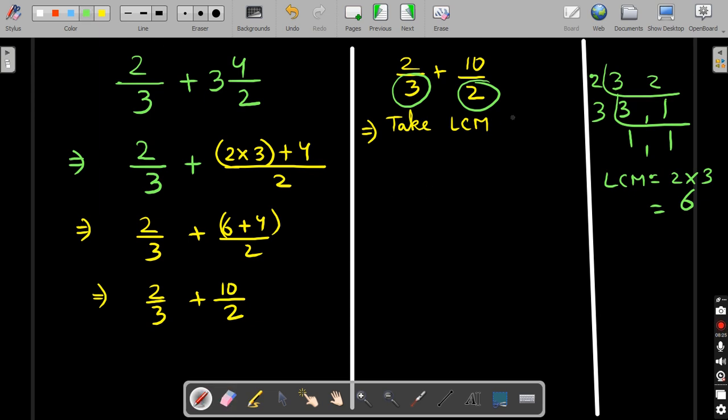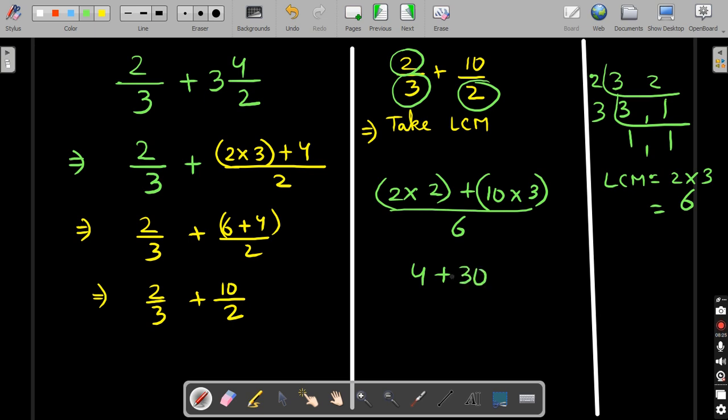So what LCM did you get? Take the LCM. I have got LCM 6. Now 2 is given over there. Now I will multiply 2 into the denominator part 3. 3 how much is 6? So 3 2s are 6. Okay, plus. Now 2 how much is 6? 2 3s are 6. So I will multiply here by 3. 2 2s are 4 plus 10 3s are 30, by 6. Now at last I am going to get the answer here: 34 by 6. I got the answer 34 by 6.